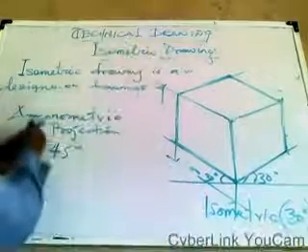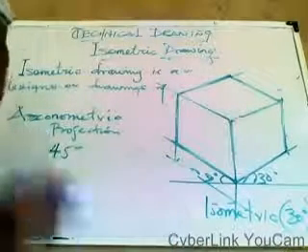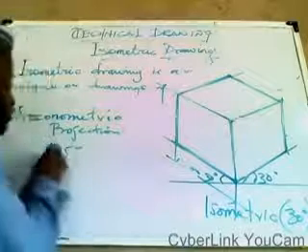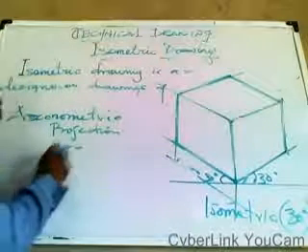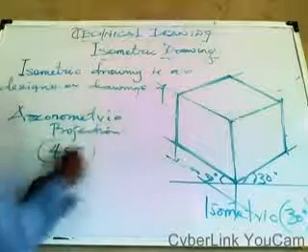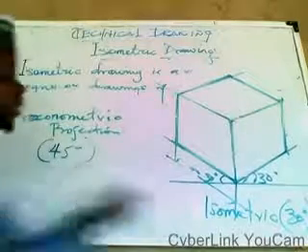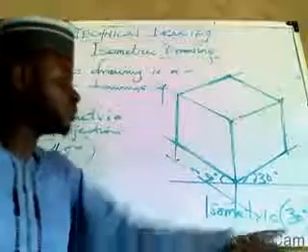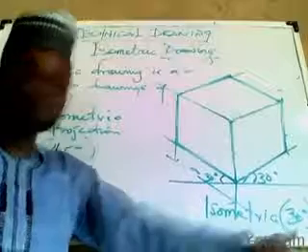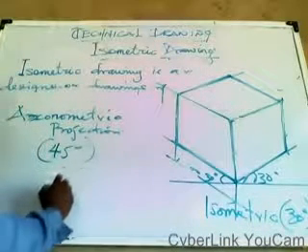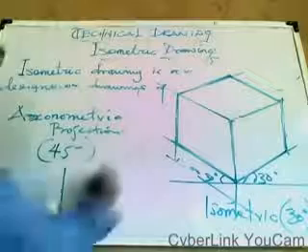But we have another drawing, isometric projection. They can give you a figure and ask you to draw it in isometric projection. They may not give you the angle. But anywhere you hear isometric projection, you must know that the angle you are going to use for that drawing is 45 degrees. Likewise, when you hear isometric drawing, you must know that the angle you are going to use is 30 degrees. So isometric drawing now, we have something like this.